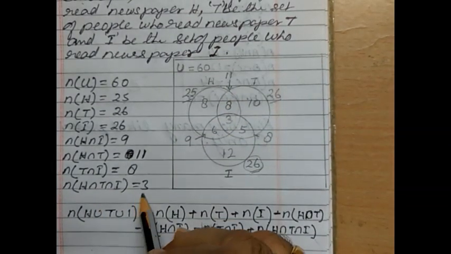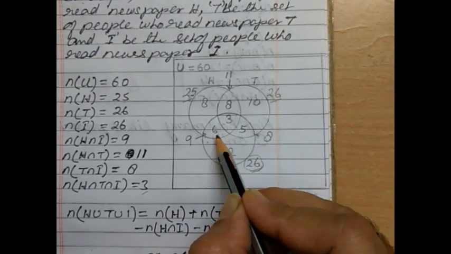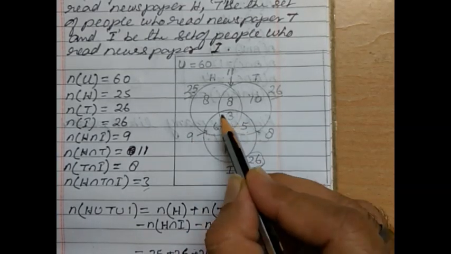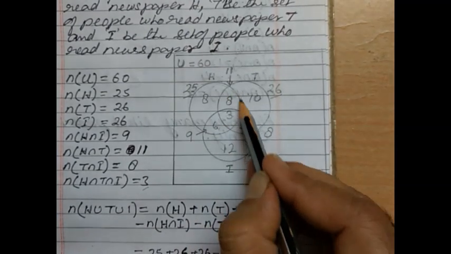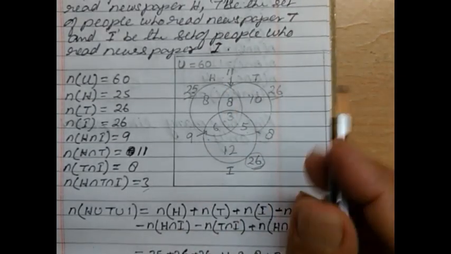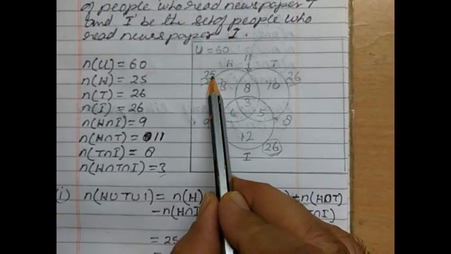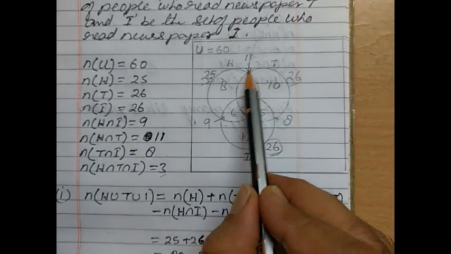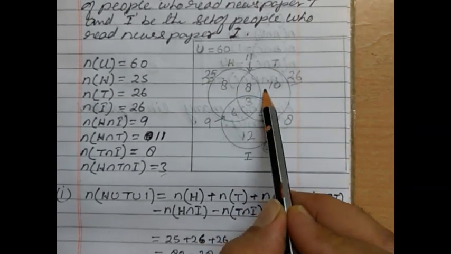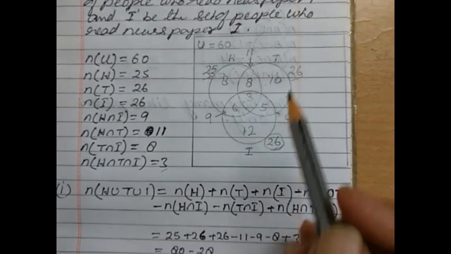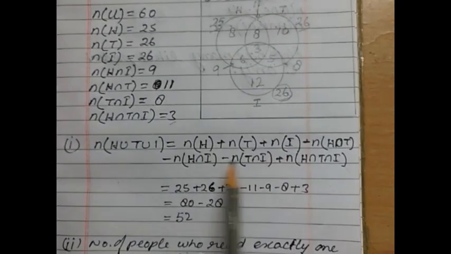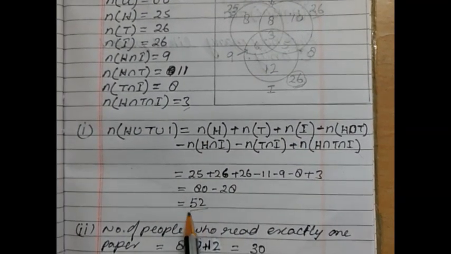So all the 3 newspapers, what is it? Number 3, which is written in the center, and 6 is here, 5 is here. So this comprises 9, this comprises 8, and this comprises 11. Okay, and here it says at least one newspaper. So for at least one newspaper, we will find H union T union I. We are doing the union, so all the common readers will be counted once. Using the formula for the cardinal of H union T union I and placing the values, we will get 52.